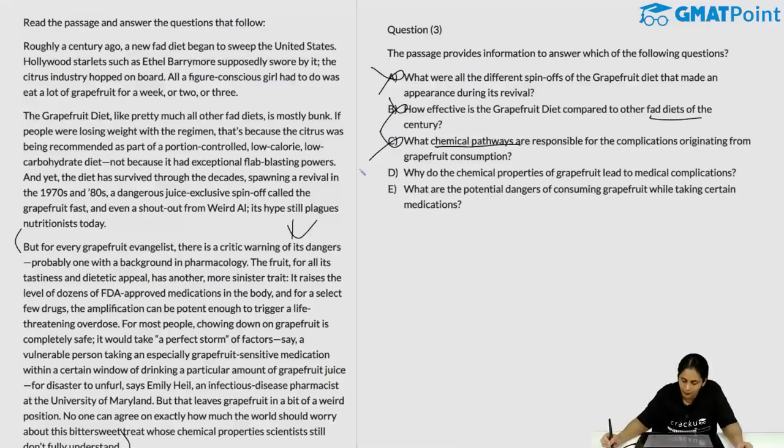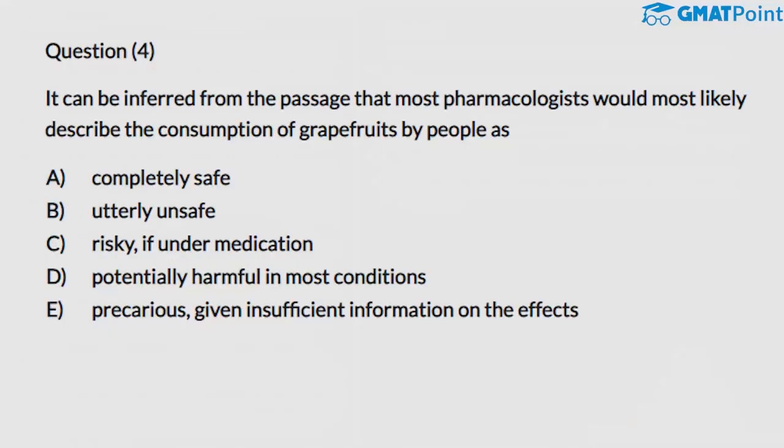Why do the chemical properties of grapefruit lead to medical complications? This is not given in the passage, and it is also given that people don't really know how it actually works or understand the fruit well. So D definitely cannot be answered. What are the potential dangers of consuming grapefruit while taking certain medications? The danger is of overdosing. That is the basic danger. It amplifies the effect of certain medications, so you are more prone to overdosing. So that is the potential danger. So only E can be answered. So the right answer is option E.